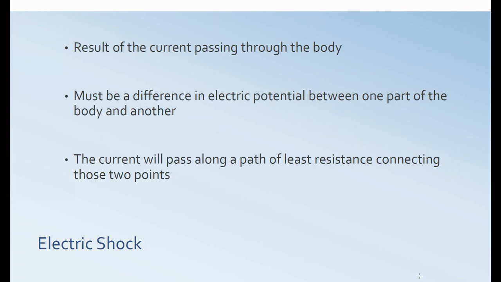So now that we know a little bit about current, amps, and resistance, we can talk about electrical shock. Electrical shock is the damage to a person that's a result of the current passing through their body. To get shocked, there has to be a difference in electrical potential between one part of your body and another. Any current going through your body is going to pass along a path of least resistance connecting those two points. So if you touch an electrical wire with your hand and your foot is touching the ground, the path of least resistance is going to be from your hand through your body and down through your foot.